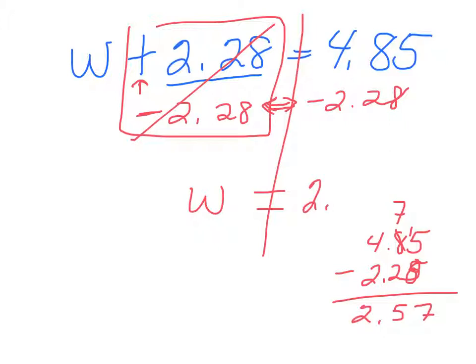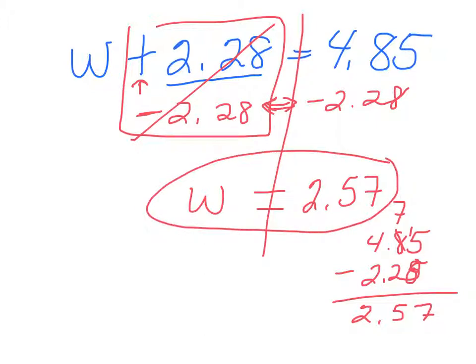So my answer will be 2.57. I have w equals a number. I know that I'm done, so I can move on. Let's try another one. y plus 2.24.